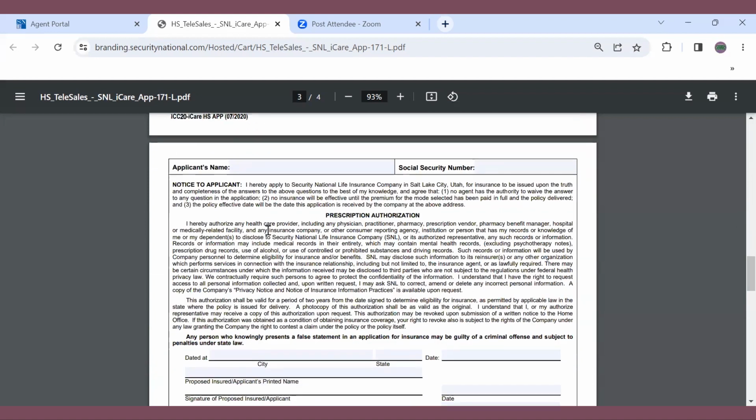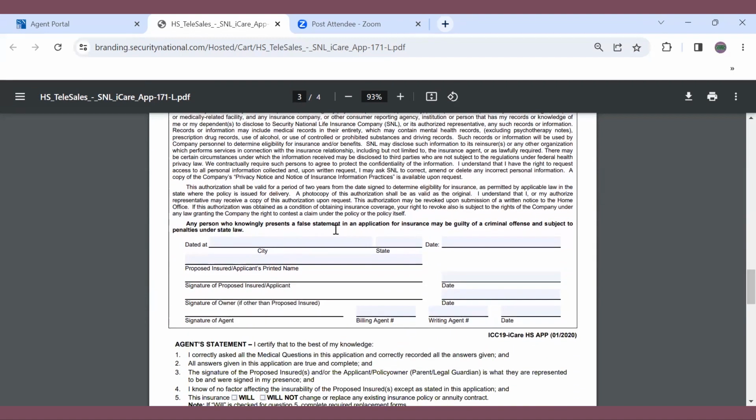Moving to the next page, again, we put Joe Dirt at the top and his social. We have the city, state, and the date of which we completed this application. So we'll say Brandon, Mississippi, 8/11 of 2023. Next, we'll have print Joe's name, and we'll have Joe sign below.